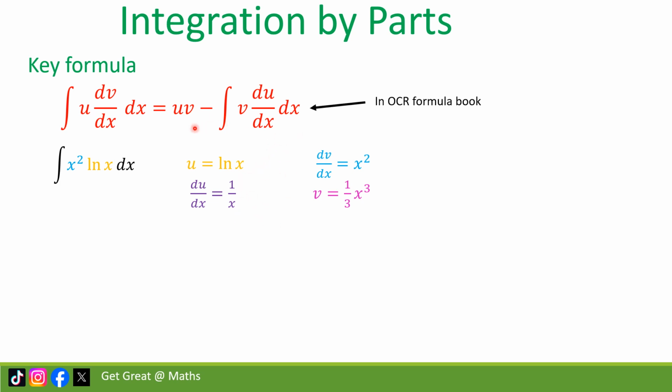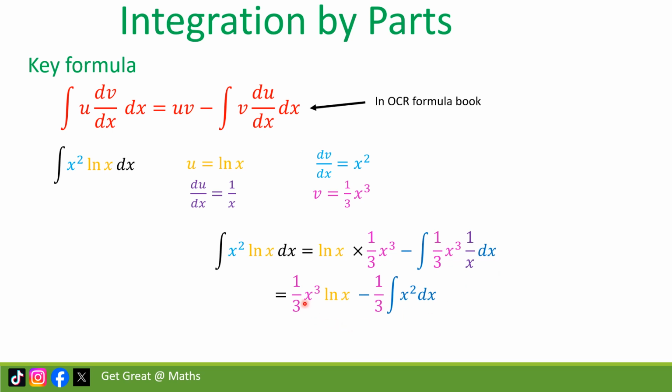So write down the values that you've got here into the formula. So the integral of x times ln x dx is equal to u, which is ln x, times v, which is 1/3 x cubed, minus the integral of v, which is 1/3 x cubed, times du by dx, which is 1 over x, with respect to x. So I can just tidy up the front bit to give me 1/3 x cubed ln x. I could take the third outside the front of the integral sign, and then I've got x cubed divided by x, which leaves me with x squared.